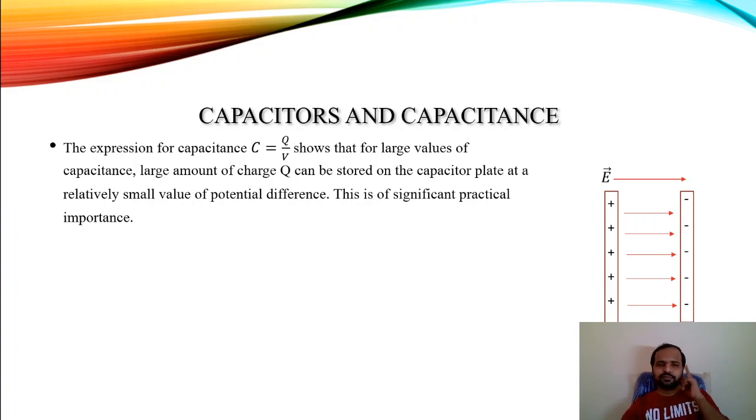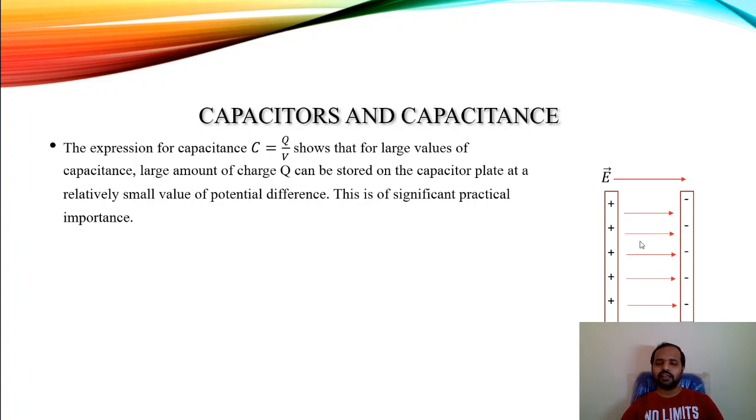And we have already seen that since C equals Q by V, large amounts of charge Q can be stored on the capacitor plate at a relatively small value of potential difference. That is, if the capacitance value is very large, then in such a case we can store more charges at very small potential differences.